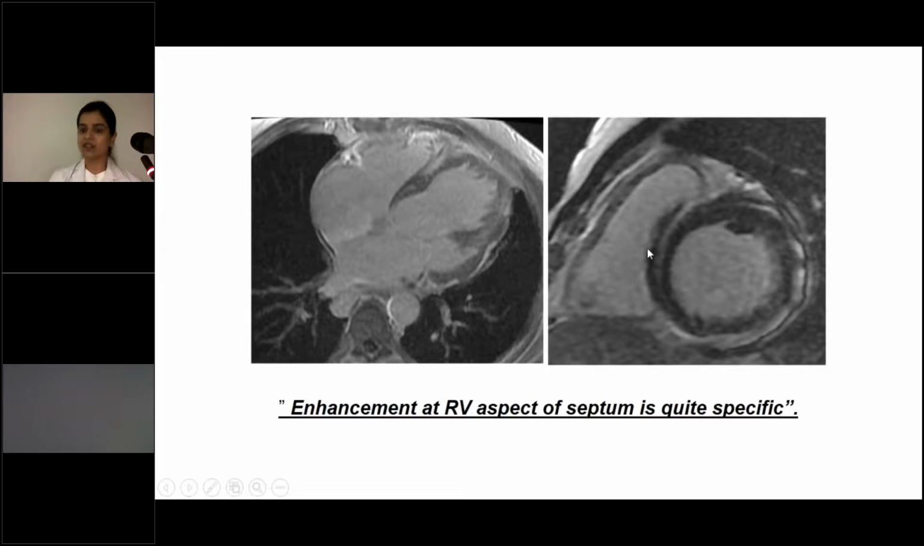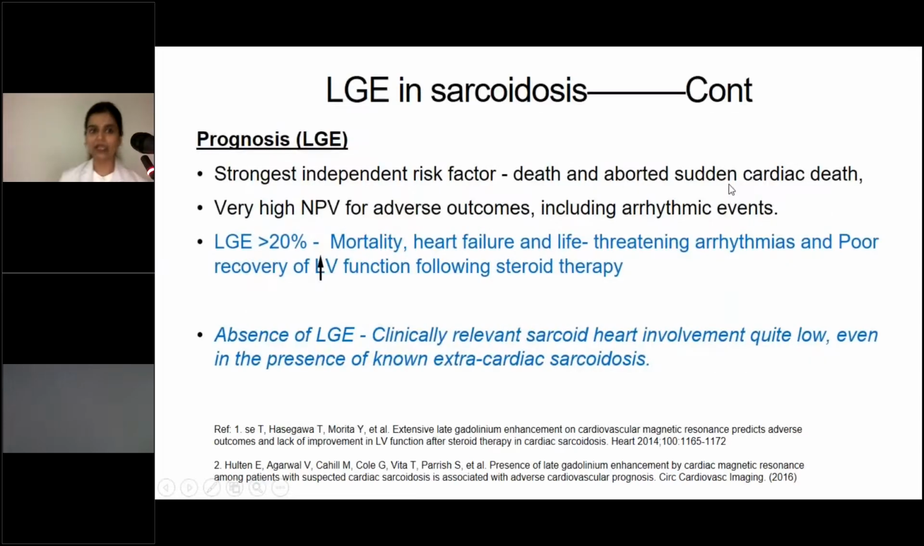This extension of enhancement from the septum is seen to go across to the RV insertion points, and this enhancement at the RV aspect of the septum is quite specific for sarcoidosis and has been labeled as the hook sign or the triangle sign. Now, apart from diagnostic ability, late gadolinium enhancement in sarcoidosis also has an important prognostic value.